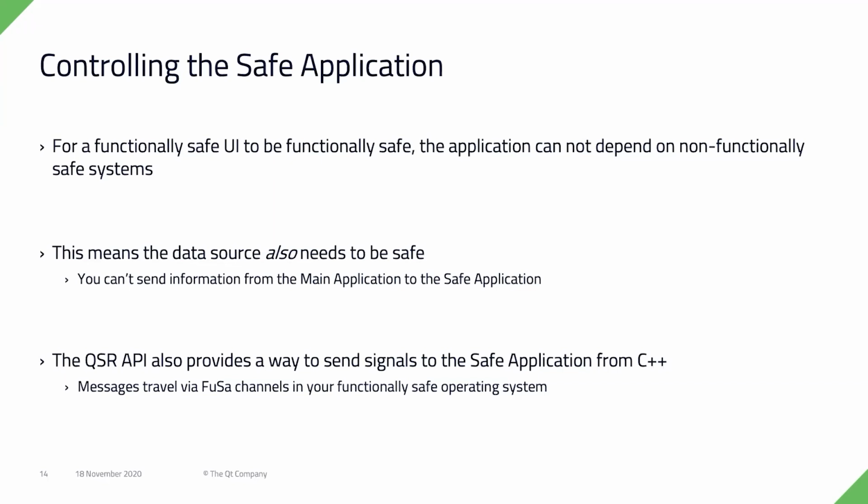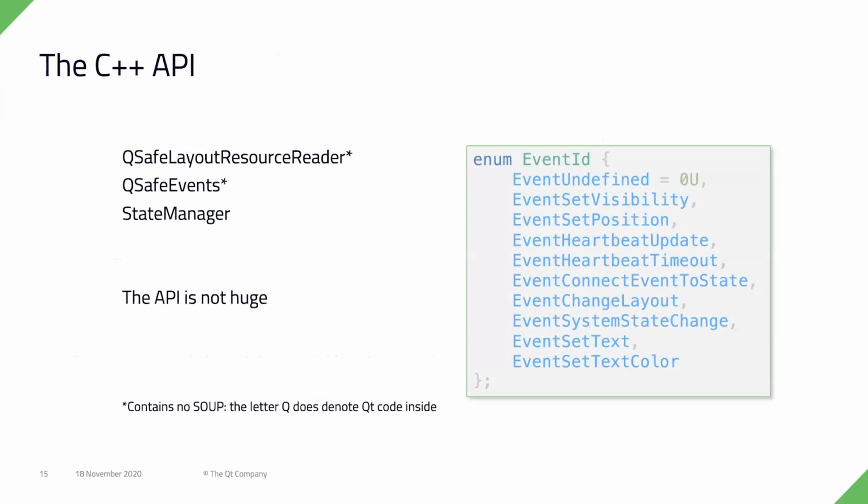So your safe application will be writing in a safe way to the Safe Renderer. Okay, C++ API. We've had a look at the QML API. This is the C++ API itself. As you can see, it's fairly simple. There's a safe layout resource reader, which you would use to read your safe files. You have QSafe events, which are entirely written fresh for the Safe Renderer. And you also have a state manager. I don't know why that's called state manager and not QState manager, but I'm sure there's a good reason. Principally, the way to interact is that you have the state manager in your safe application, and then you send safe events via the state manager to the Safe Renderer. And that's kind of all there is to it.